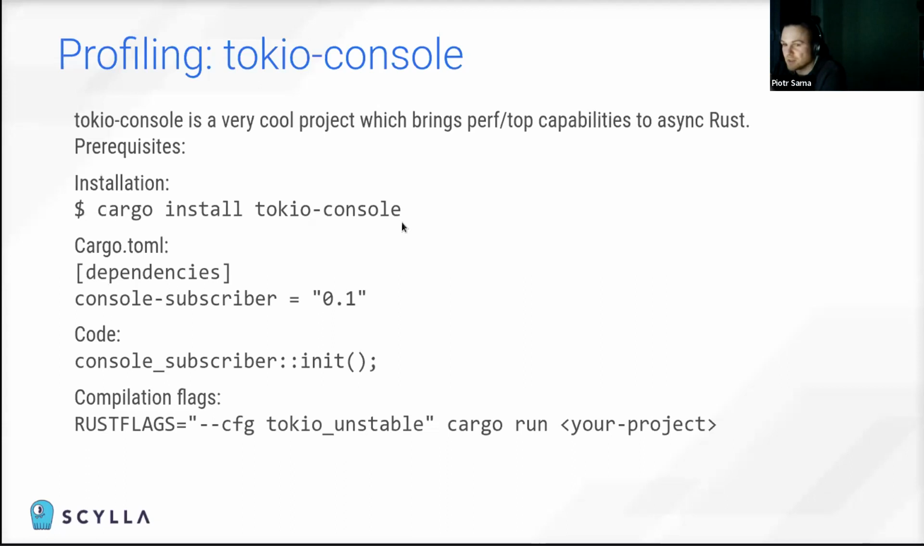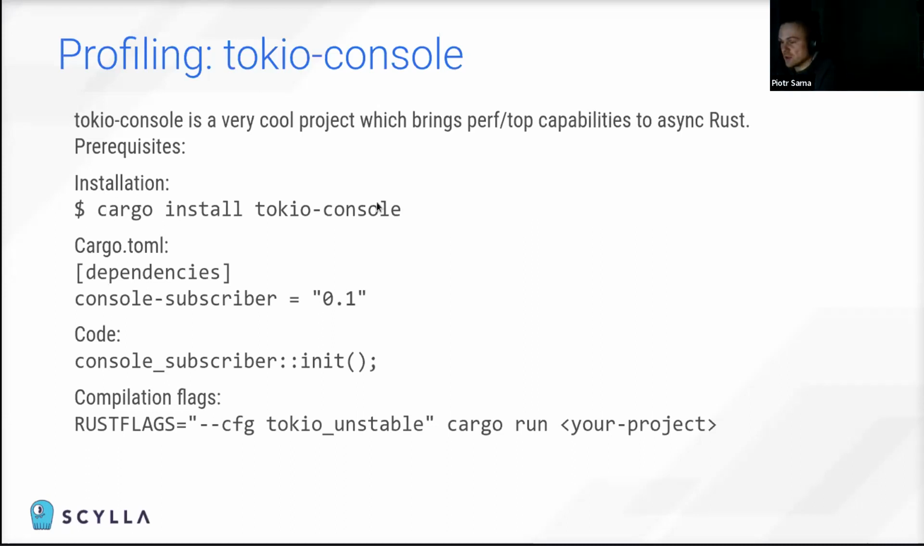In order to set it up in your project, it's quite easy. You just need to add an appropriate entry in your dependencies in your cargo toml file, and then initialize the console subscriber with a single line that you add to the code. Now, since at least at the time of writing these slides, support for the console was experimental, and I think it still is, you also need to specify an unstable Tokio configuration variable during compilation in order to enable Tokio console.